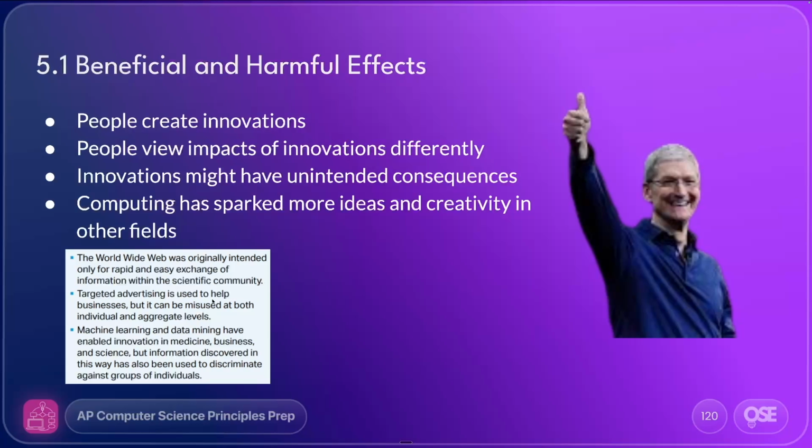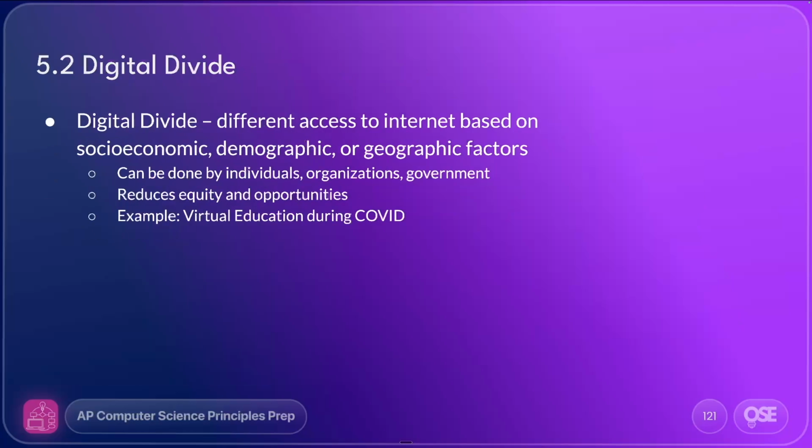Targeted advertising is used to help businesses, but sometimes it can be misused at different levels. And machine learning and data mining have enabled innovation in medicine, business, and science, but information in this way can also be used to discriminate against groups of individuals. So, just some examples of unintended consequences.